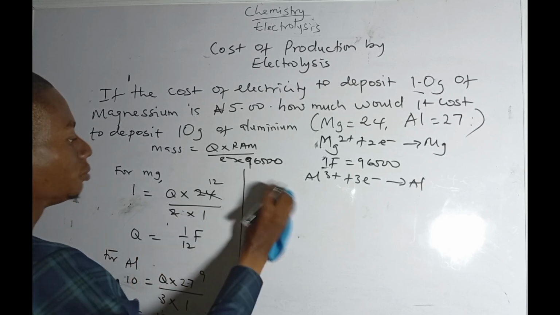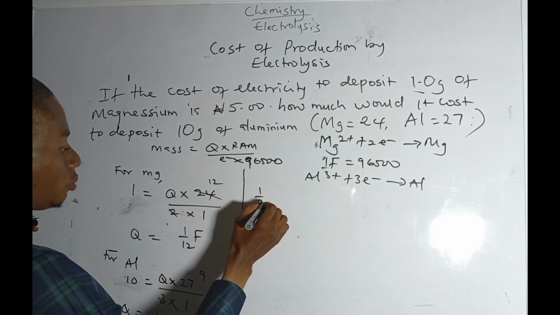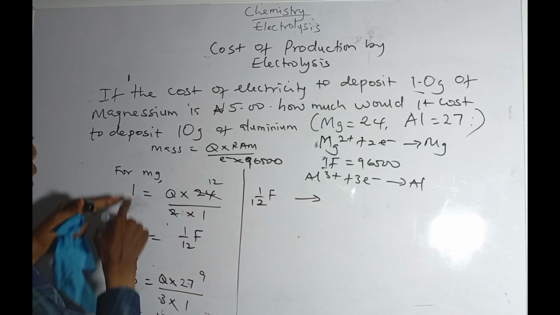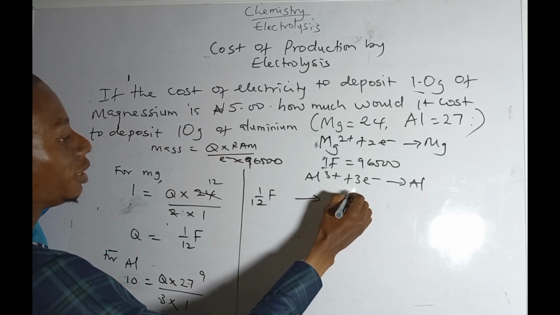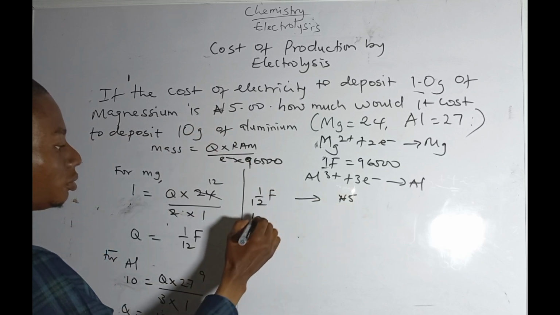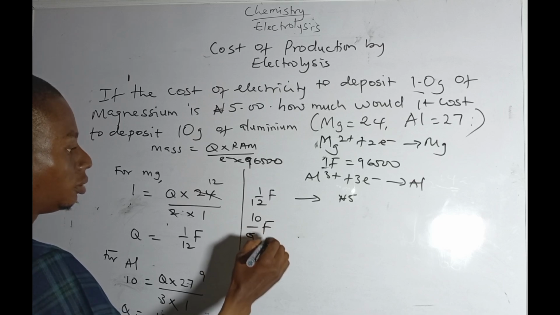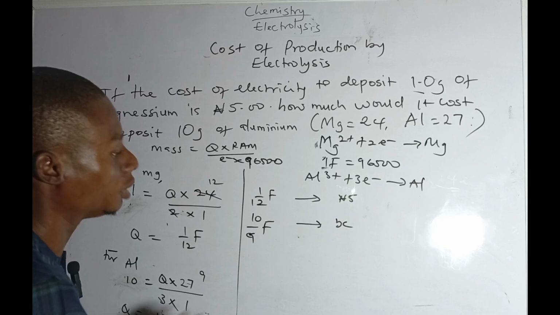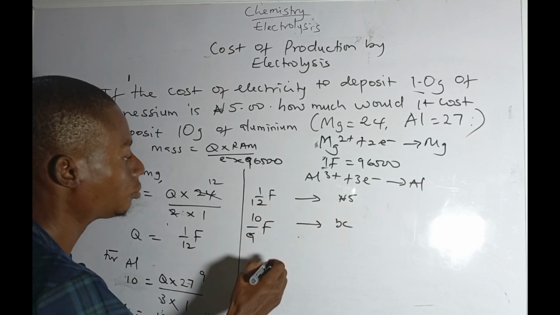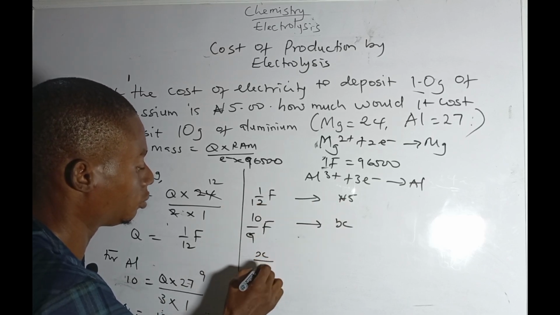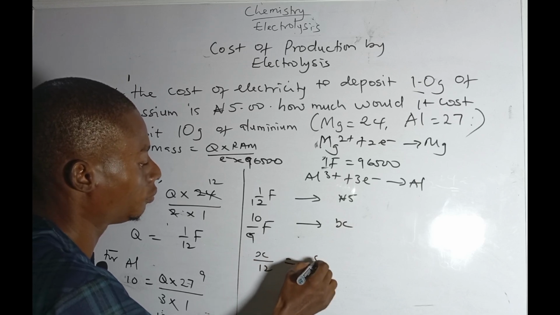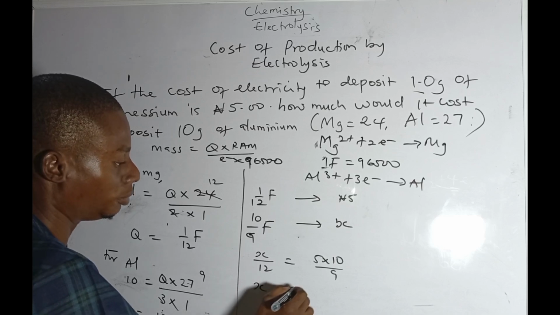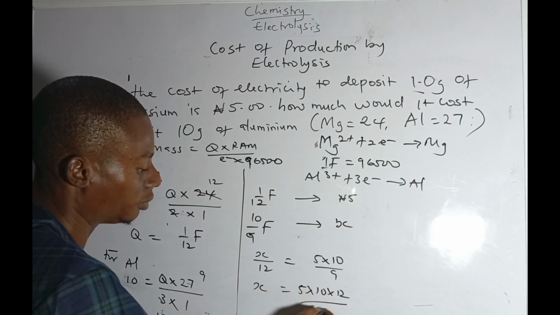So we can now say 1 over 12 faraday of magnesium is equal to 5 naira. So that means 10 over 9 faraday of aluminium will be X. So let's cross multiply. So now correlate, now cross multiply. That will be X over 12 is equal to 5 times 10 over 9.